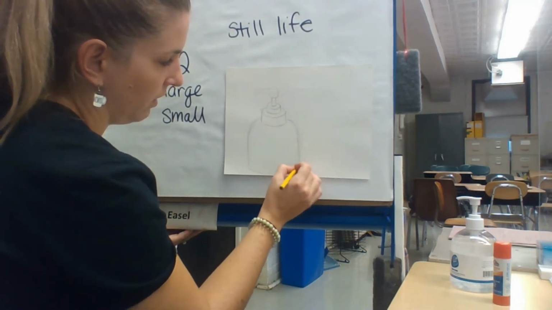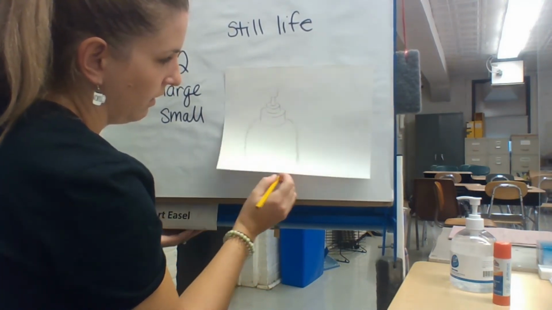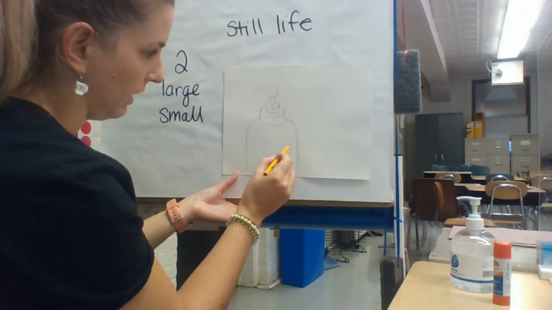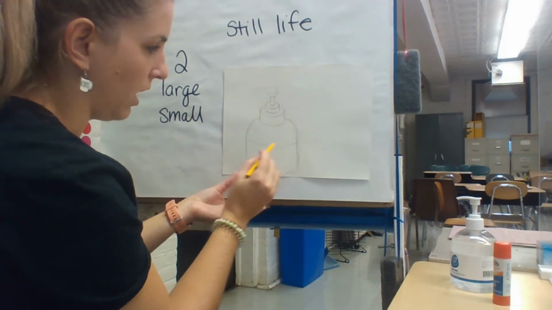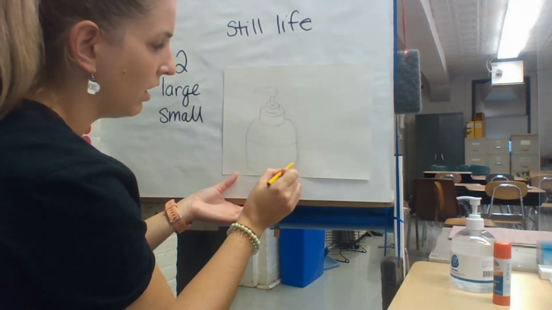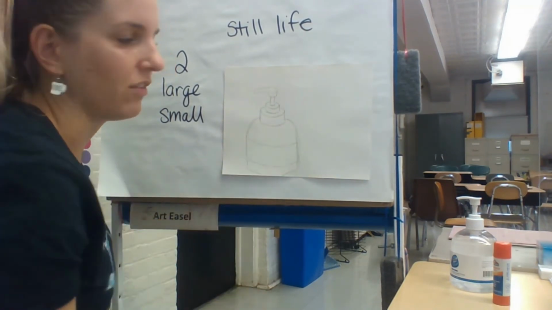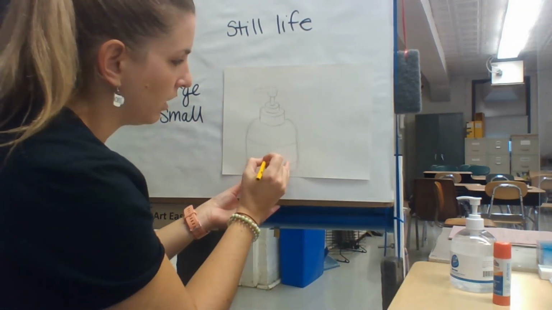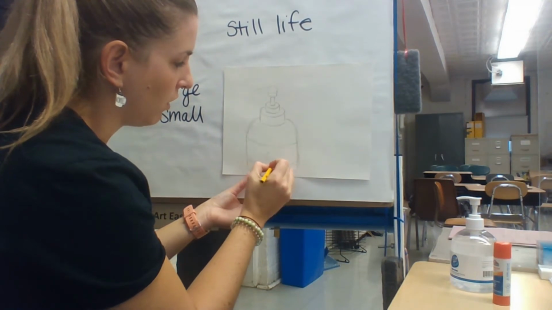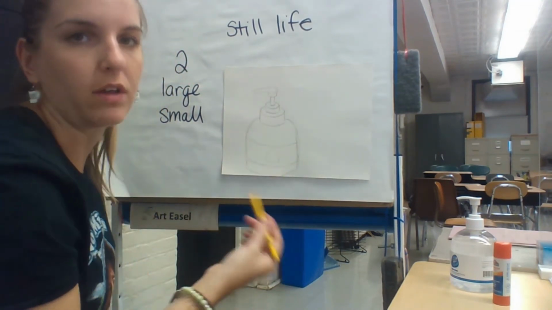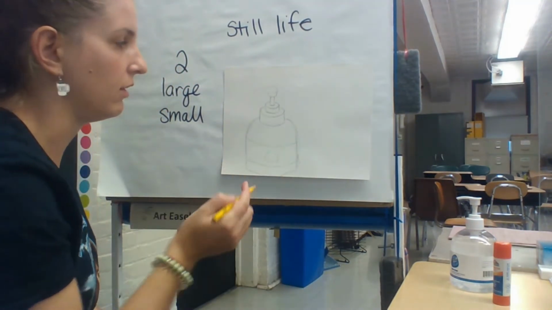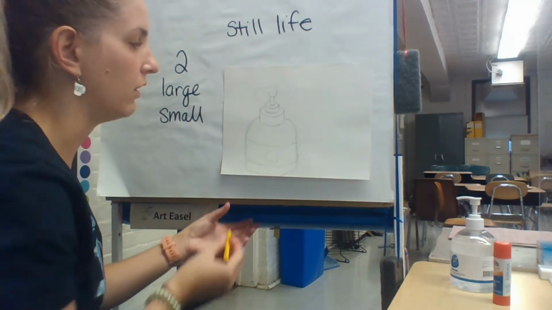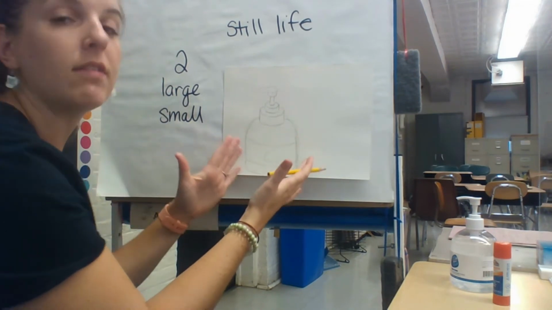So here is my hand sanitizer. And I'm definitely going to add my label. Now, if you're drawing an object that has a label on it, you only really have to draw the label. I might do the little symbol that's here. I'll do the shape of the symbol, but I'm not going to worry about drawing the lettering and all of those perfect little details. I just want you to worry about drawing the object and trying to make it look realistic. So you can see that this is my hand sanitizer.